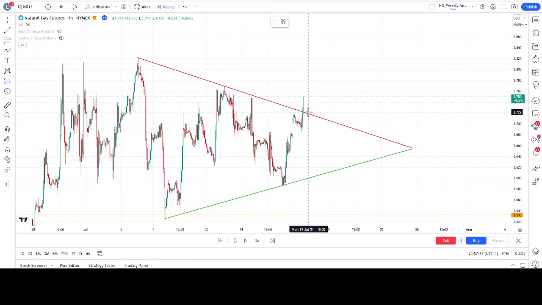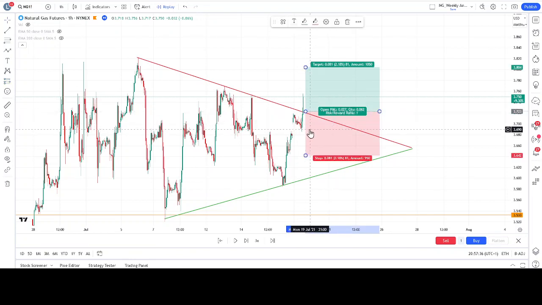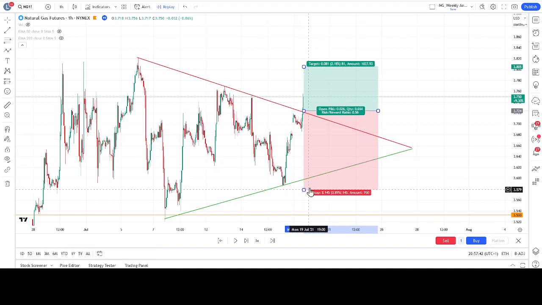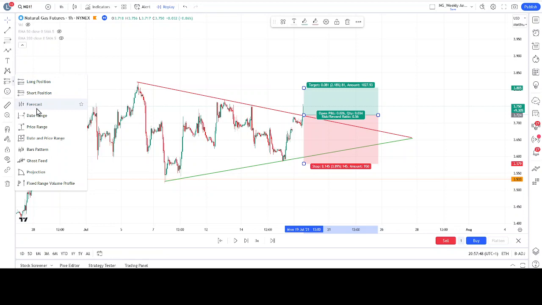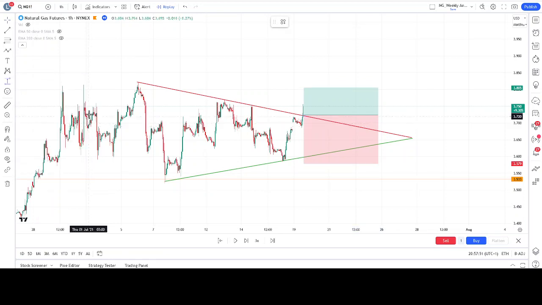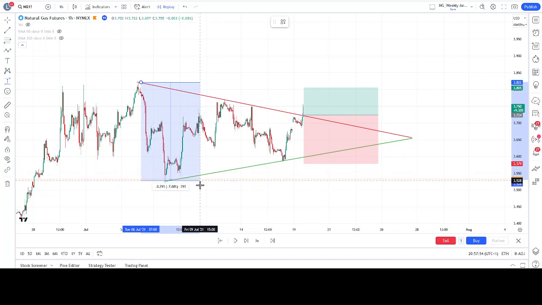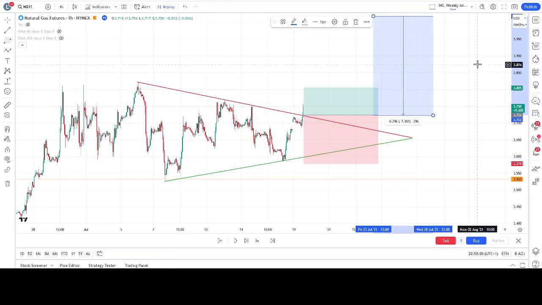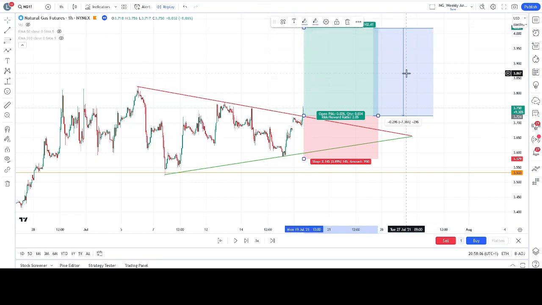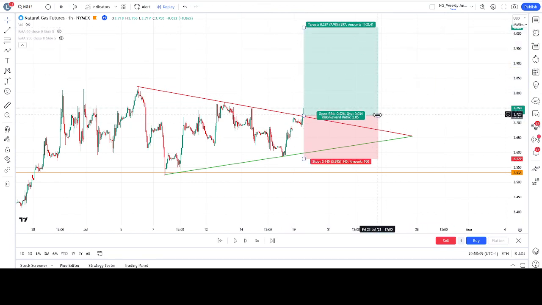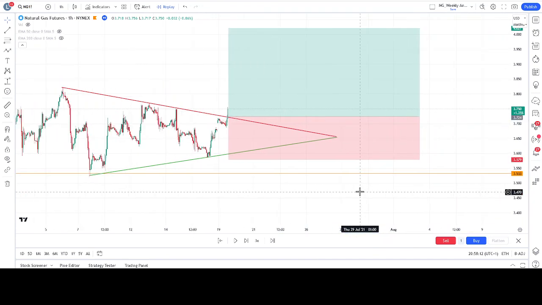We will wait for a retest here. Okay, so let us wait for a retest here. Not triggered. Entry will be here. Stop loss will be just here, and our target will be the height of the triangle. So where is the height? It is from here, and so that is gonna be our target. So let's make this a little bigger here, and let's play this trade.